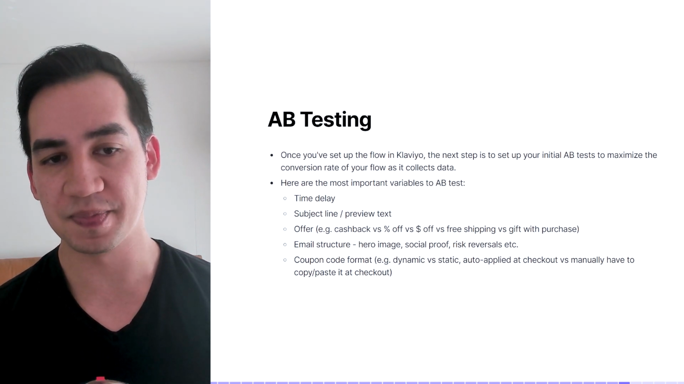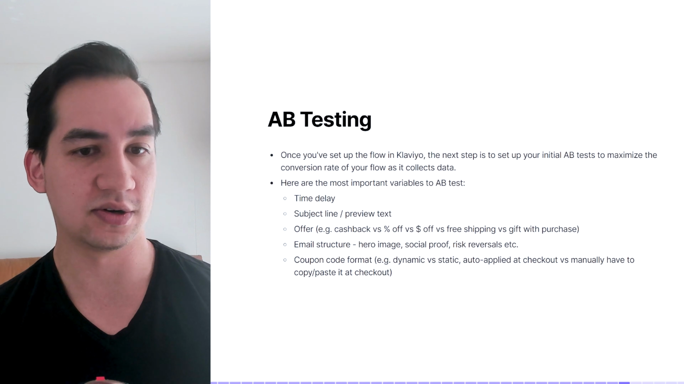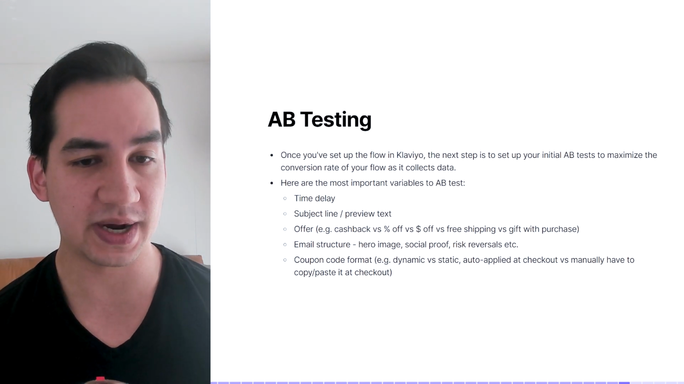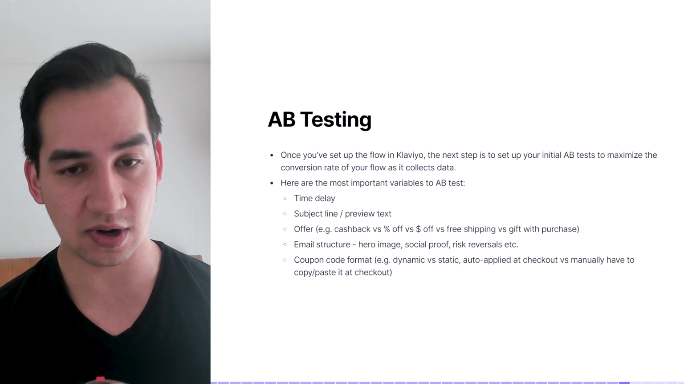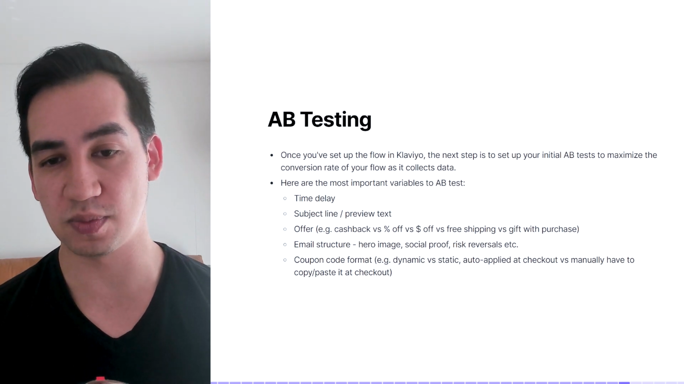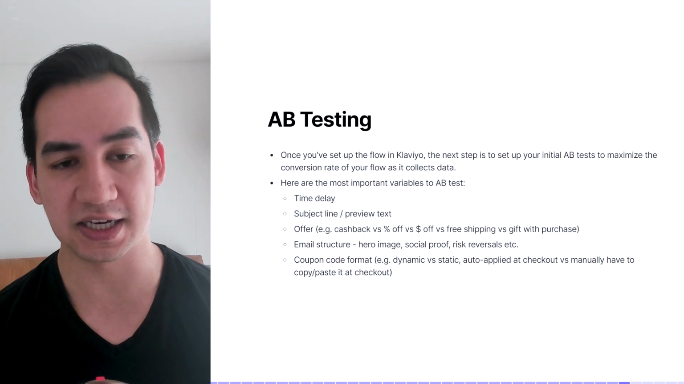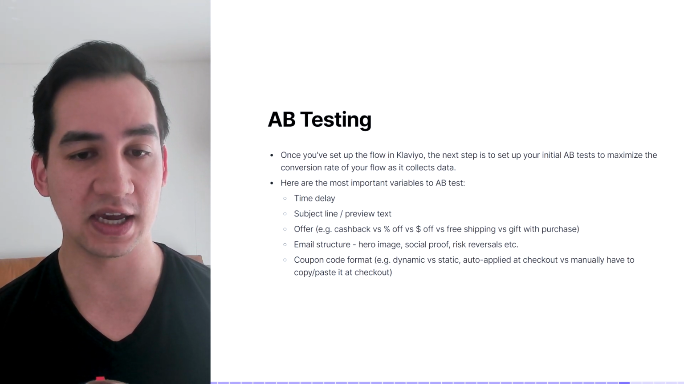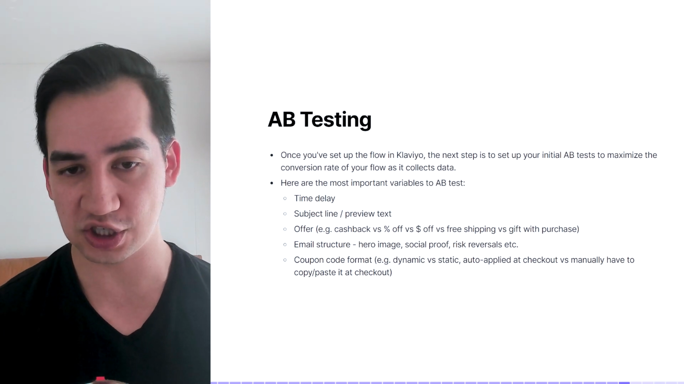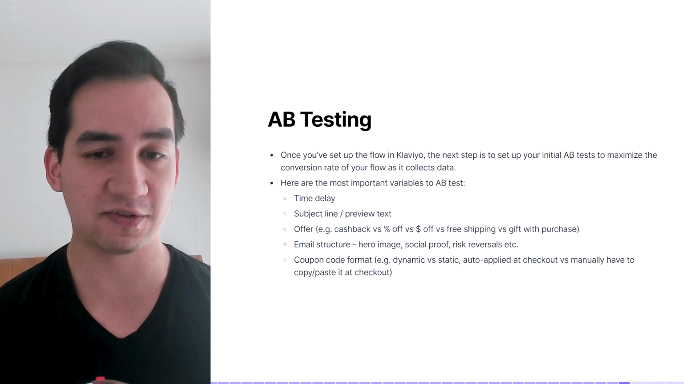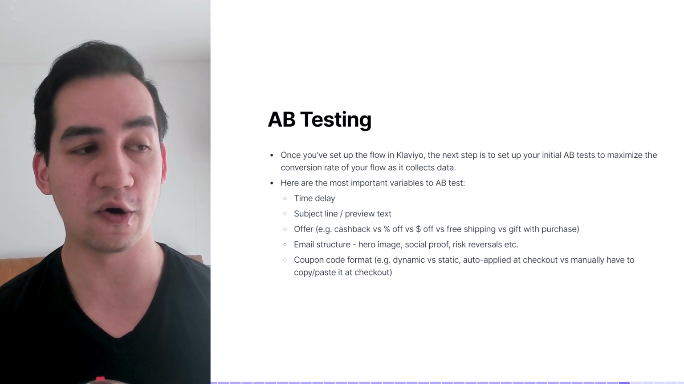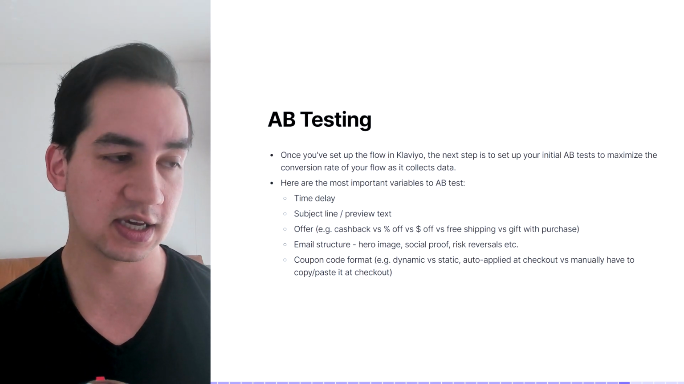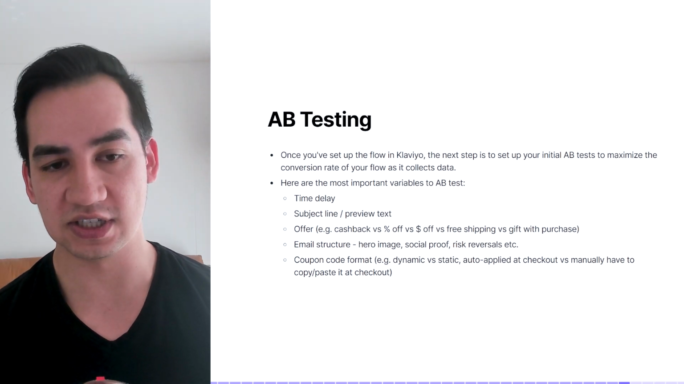So that's going to be testing the time delay, subject line and preview text, and the offer, and that could be giving cash back versus percent off versus dollar off versus free shipping versus gift with purchase, just as some examples of the offer there that work. Email structure, of course, so you could test having a hero image versus having no hero image. Social proof, including that versus not including it. Risk reversals, which of your risk reversals actually matters to your audience. So that could be we have a 90-day money-back guarantee, etc.